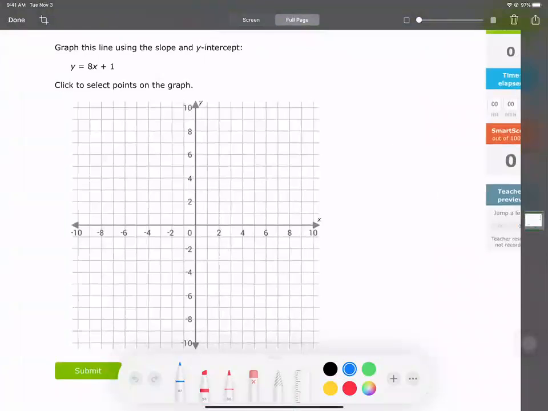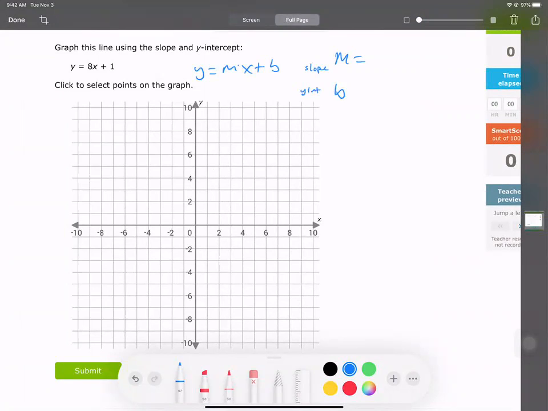So we have y is equal to 8x plus b. Our formula, y is equal to mx plus b. Right now, please tell me what my m is and what my b is. M is slope, b is y-intercept. So what is the slope here? Would that be 8 or 1? What's your y-intercept? Would that be 8 or 1?